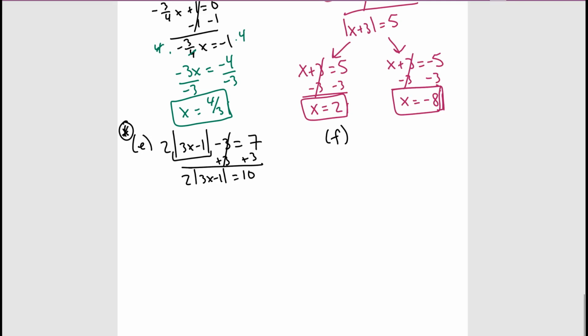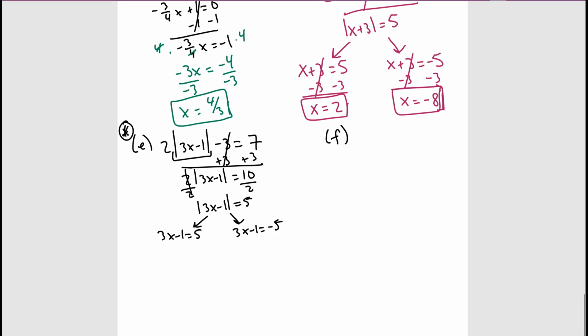Now we're going to get rid of this 2. This 2 is being multiplied here. You're not subtracting the 2. You're going to divide the 2 over. So you're going to have the absolute value of 3x minus 1 is equal to 5. Now I can separate it into 2. 3x minus 1 equals 5, and 3x minus 1 equals -5.